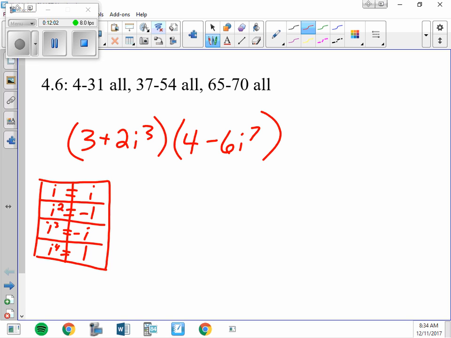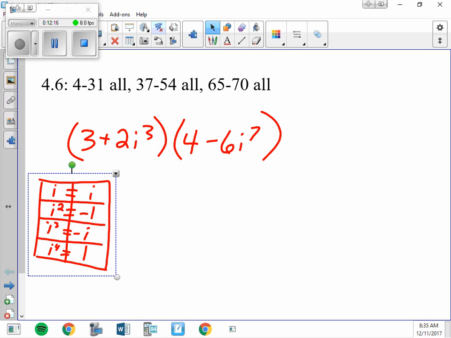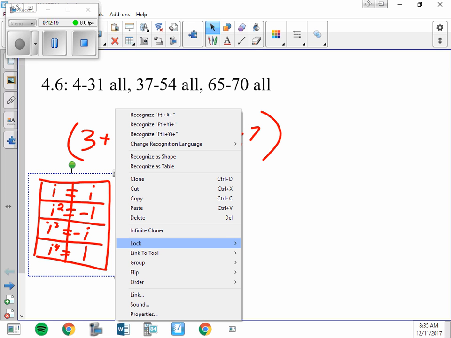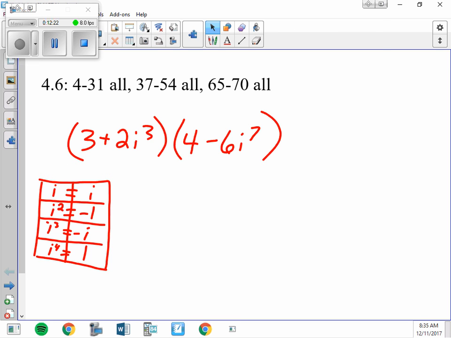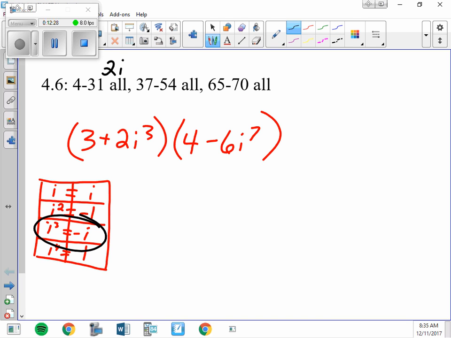So before we start this problem, we need to fix the i to the third. What is 2i to the third? Well, i to the third is equal to negative i. So 2i to the third is really just negative 2i. So I'm going to get rid of this, and I'm going to replace it with negative 2i.